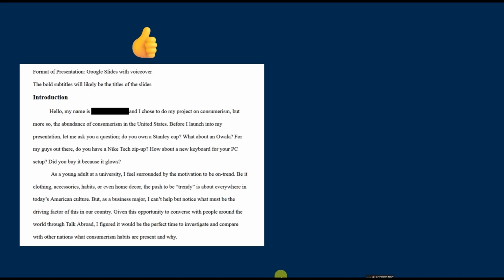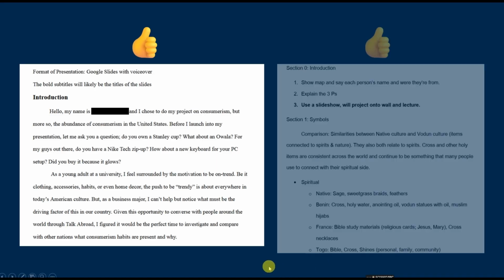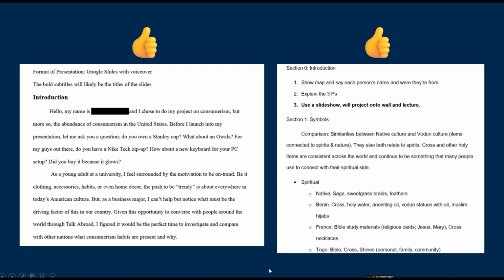That's a great approach. If you prefer to do an outline, here's an example of a detailed outline that also includes information about the format of the presentation. And you'll see that this person has chosen to write out some bullet points, but they are including specific things that they learned from their partners in that outline.